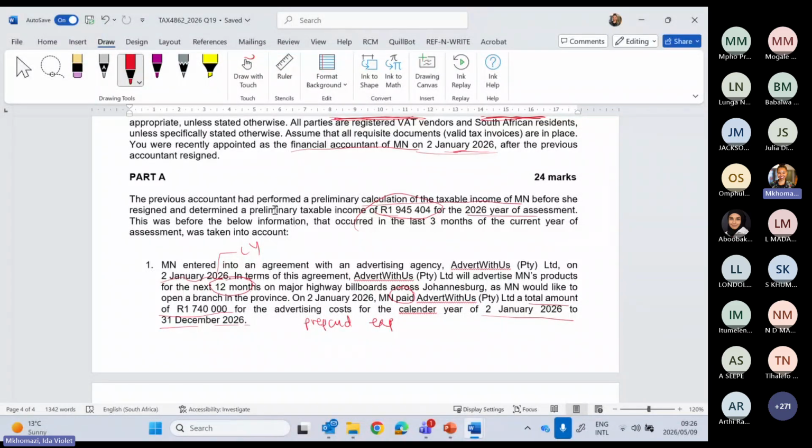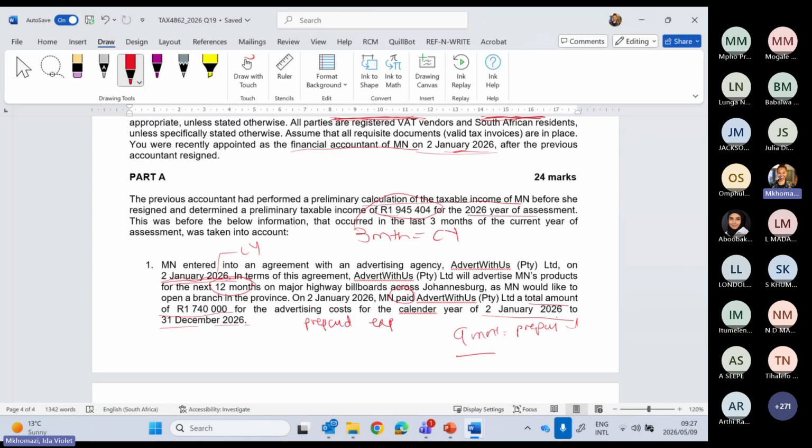What do we know about the prepaid expense? We know that it was paid on the 2nd of Jan, and we know that our year of assessment ends 31 March. So it means that there are 3 months in the current year of assessment. It also means that there are 9 months that are prepaid. Therefore, the first test is not met because the service will be rendered over more than 6 months. It will be rendered over 9 months. If you think from 31 March to 31 December, that is more than 6 months, right?